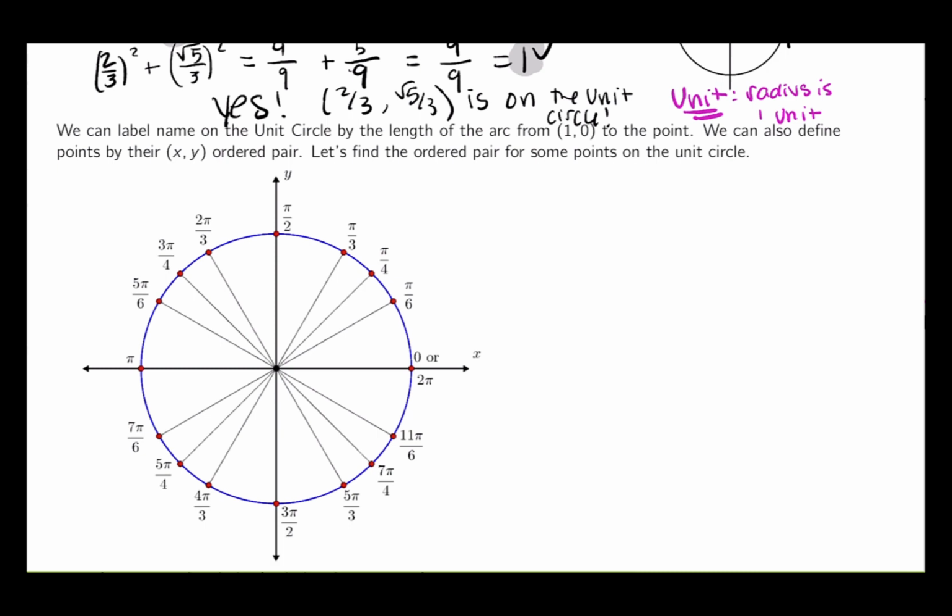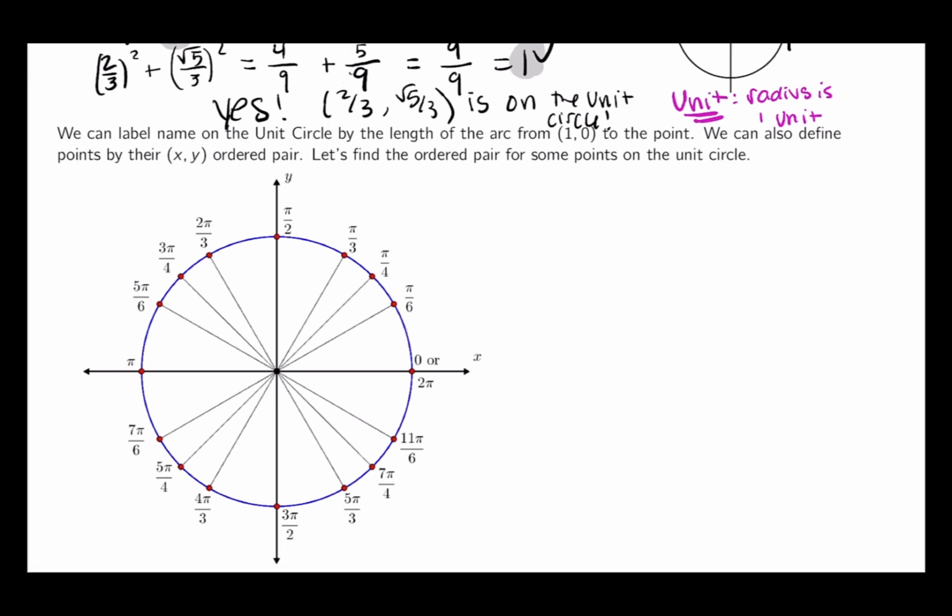One of our goals in this lesson is to identify the points on the unit circle corresponding to all of our special angles. We already know how to talk about a point by considering the length of the arc to get to that point, but now we also want to be able to talk about a point by identifying the x, y coordinate point that goes along with it.